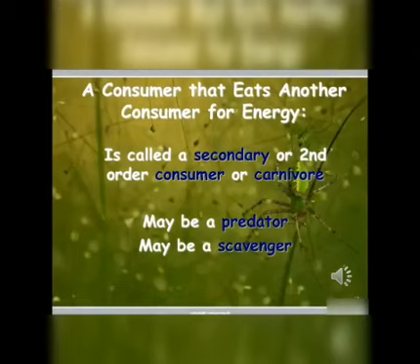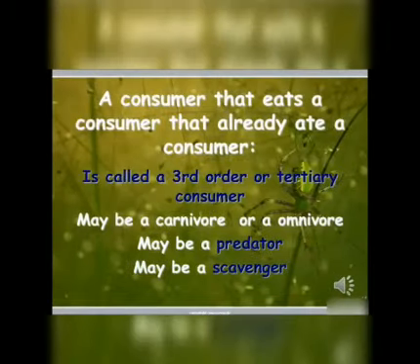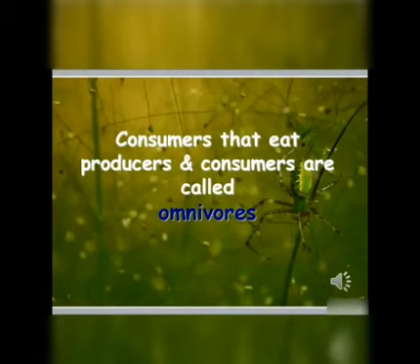Consumers that eat another consumer to get energy are the second order or secondary consumers and are called carnivores. They can be predators like a tiger preying upon deer, or they can be scavengers like a vulture. Consumers that eat secondary consumers to get energy are the third order or tertiary consumers, and we call them top order carnivores. Sometimes they can be omnivores. Consumers that can eat both producers and consumers are called omnivores, like humans.